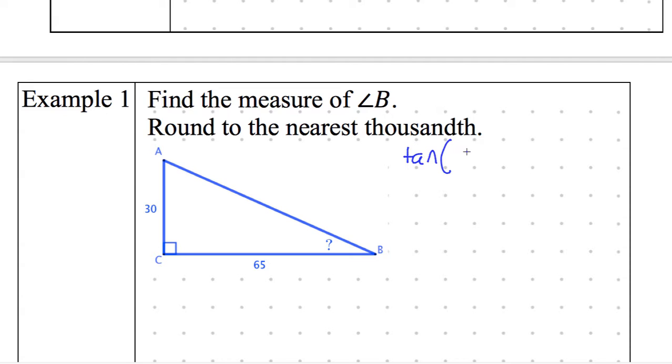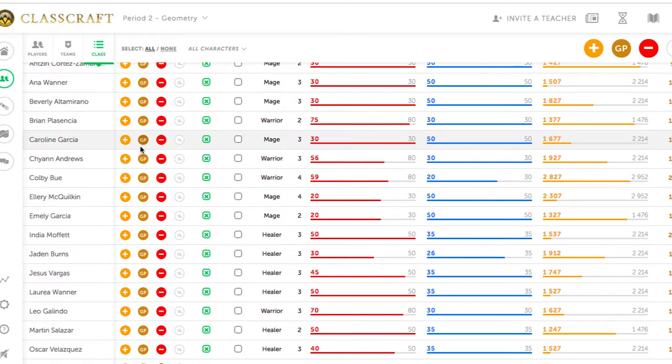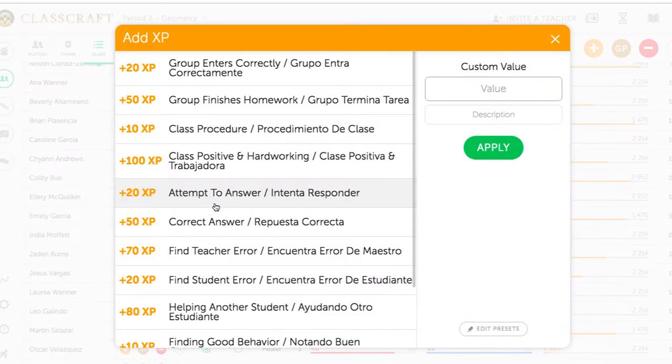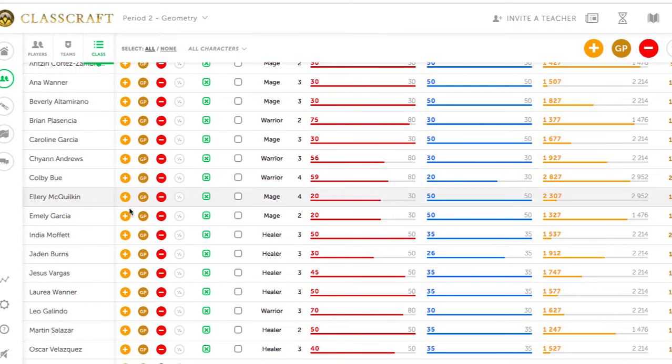Tangent of that unknown. I can put a question mark here, I can put theta, you can put x, whatever you want. I'm going to put theta because that's the general way that we say things. Tangent of theta is equal to... and then what is my fraction, India? 65 over 30? No, it's 30 over 65. That is indeed correct.